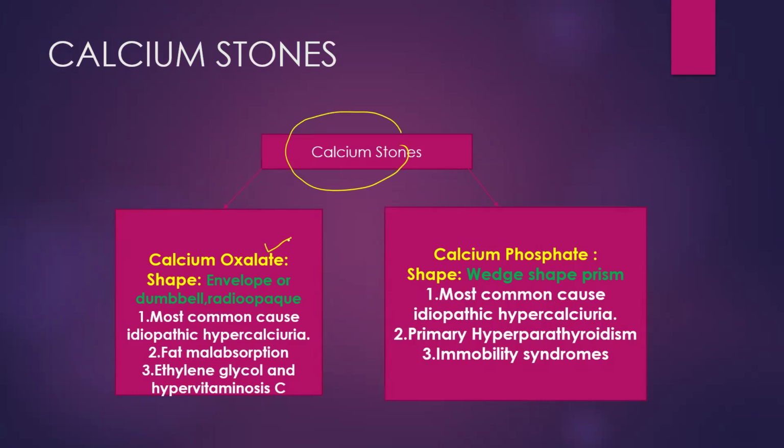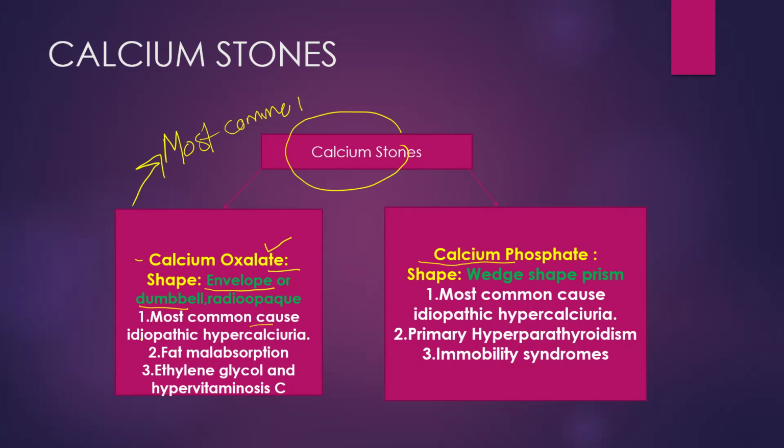Calcium stones typically divide into two types: calcium oxalate stones and calcium phosphate stones. Calcium oxalate stones are the most common type of stone. The shape of calcium oxalate crystals is dumbbell, or envelope, shaped. They are radiopaque, meaning they are visible on the X-ray.